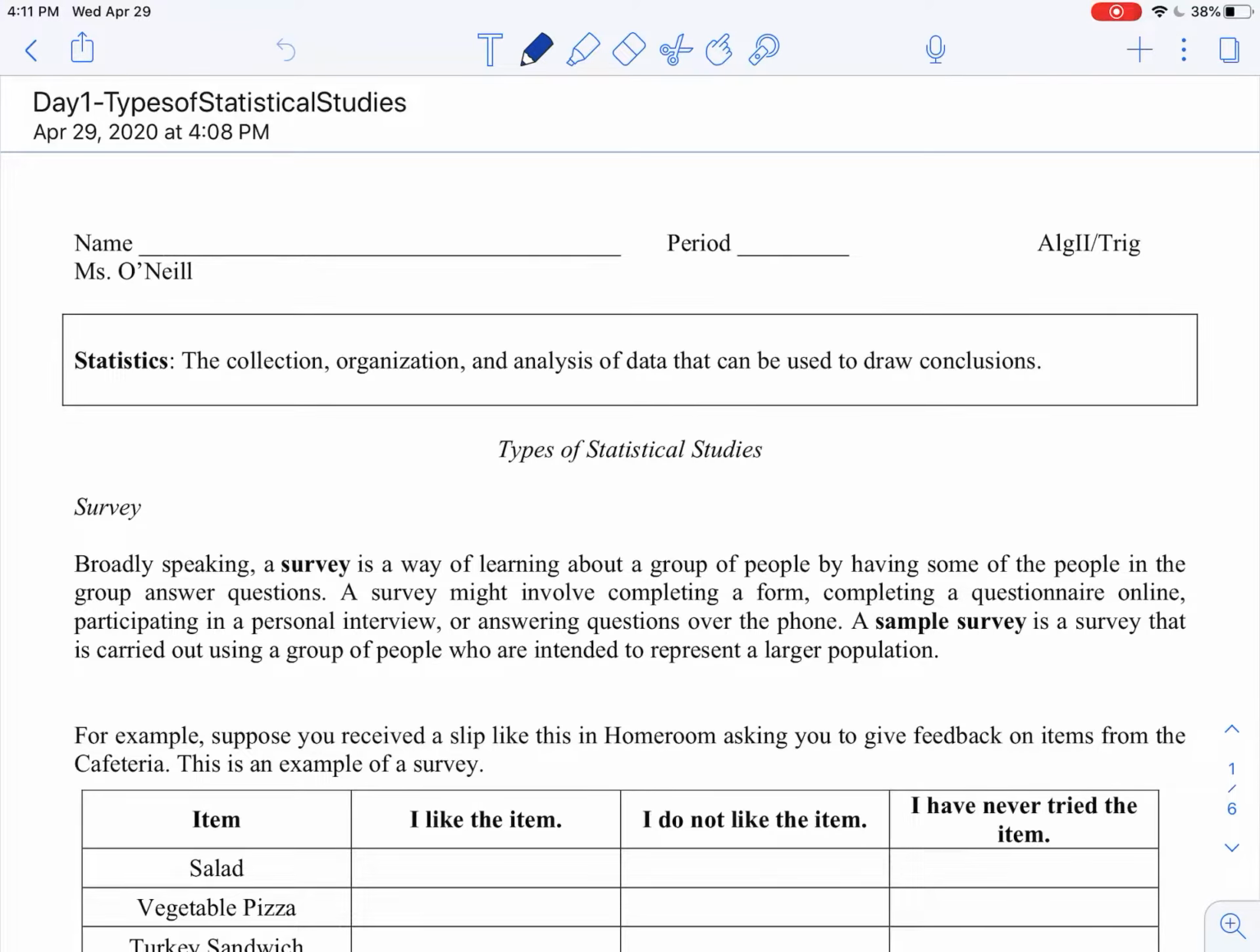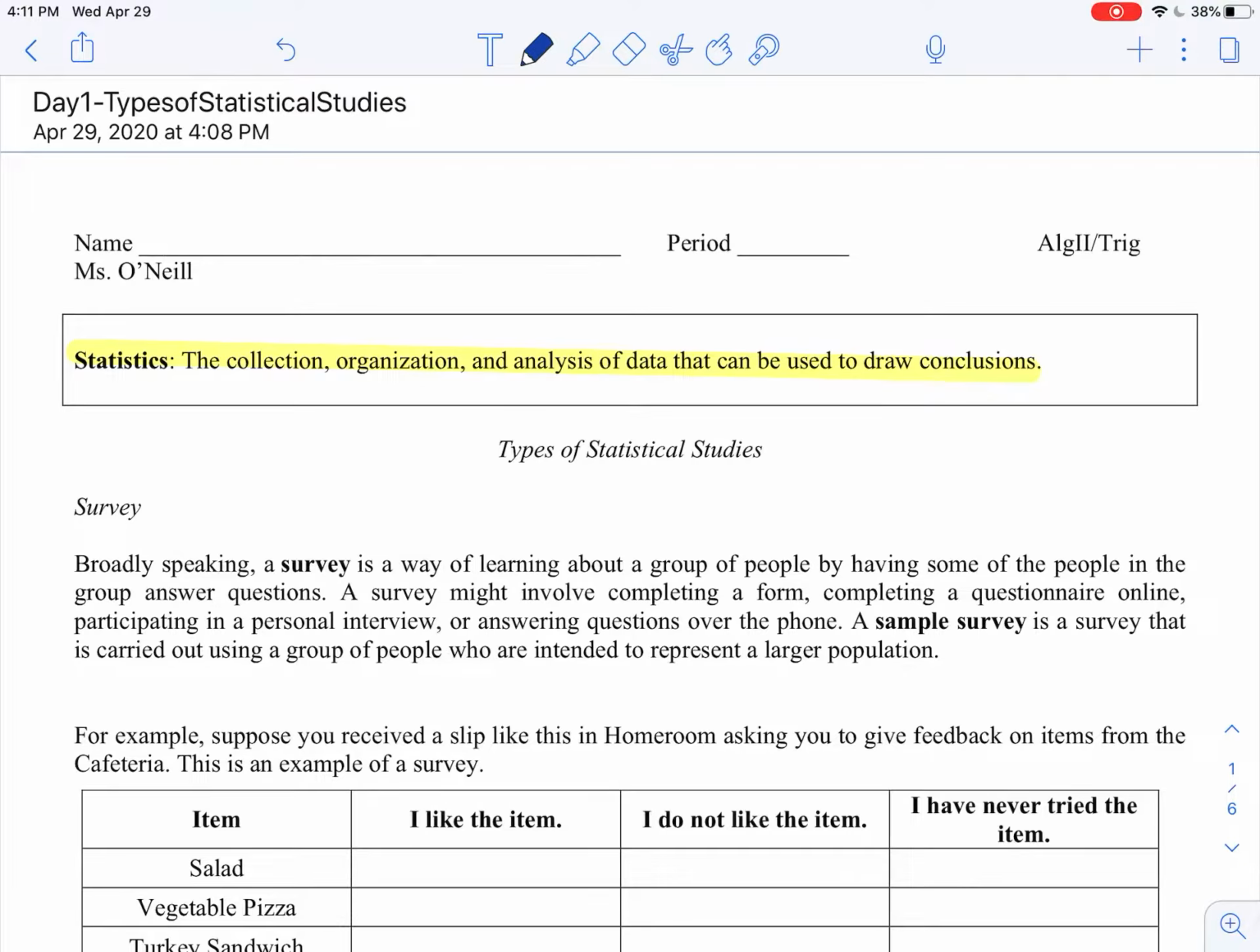Okay, so our goal is going to be to collect the data, to analyze the data, and then eventually draw conclusions from the data. And that's what we're going to teach you in these next 5 lessons. So statistics first, okay, it's important that you understand the background. It's the collection, organization, and analysis of data that can be used to draw conclusions, okay?